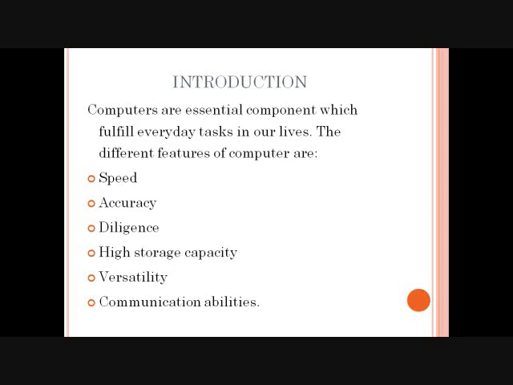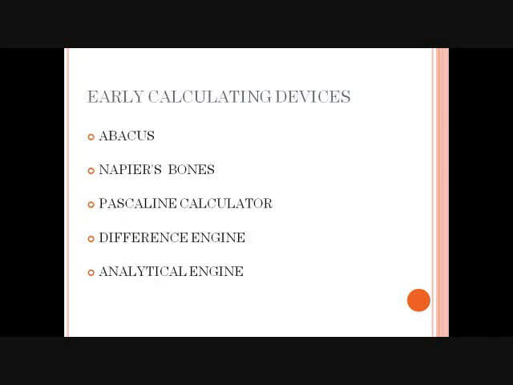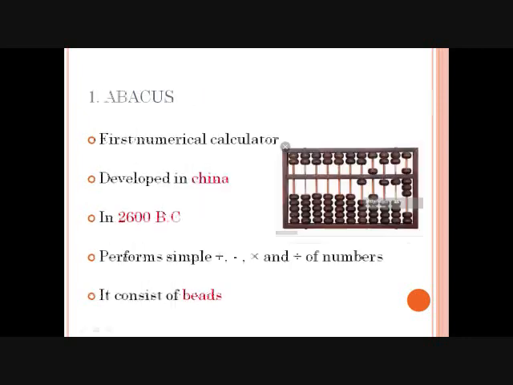So, how were we doing the calculations? We were doing the calculations by just counting on fingers, and we were using different types of devices to count. So, the first topic is early calculating devices. First one is abacus, Napier's bone, then Pascaline calculator, difference engine, analytical engine. You should remember this sequence. First, we will go with the abacus.